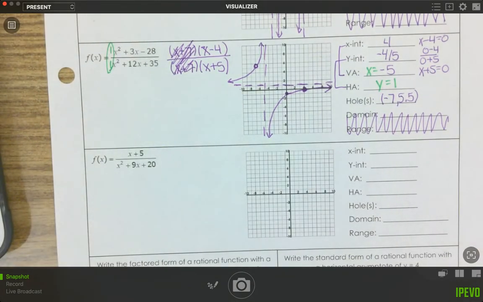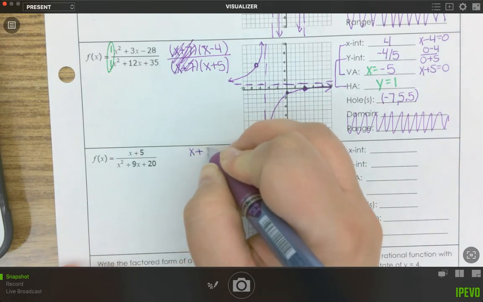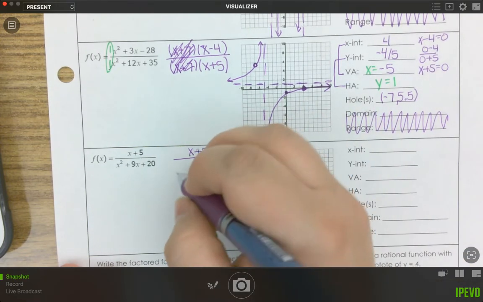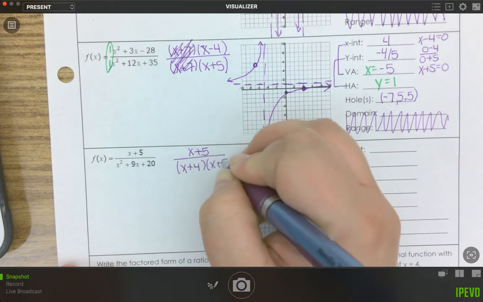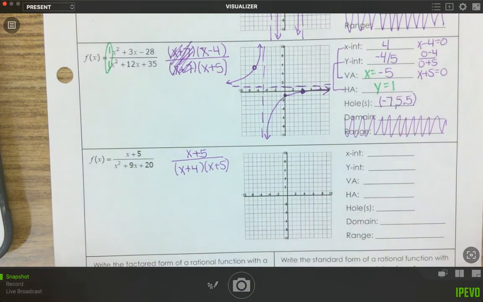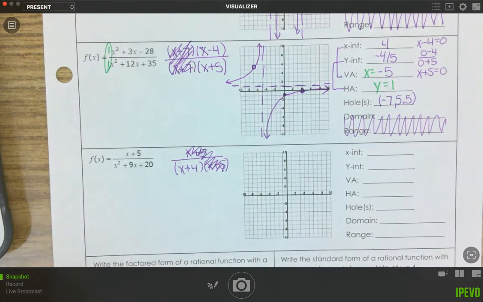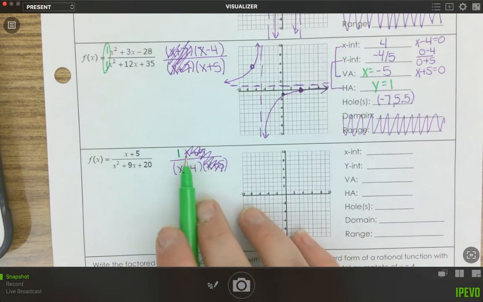Alright, on the next one, we only have to factor the bottom because the top part is fine the way it is. Two numbers that multiply to 20 and add to 9: 4 and 5. And then guess what, guys? We get to cross off the x plus 5s. Remember, it can only cross off if both sides of the fraction have x plus 5 together. And then I'm just going to leave behind a 1 on top. I call that a hanging fraction. If you don't leave anything up there, you've got to leave something.